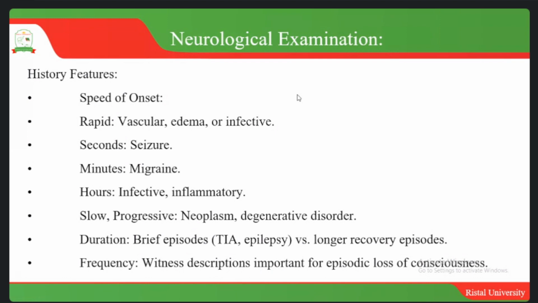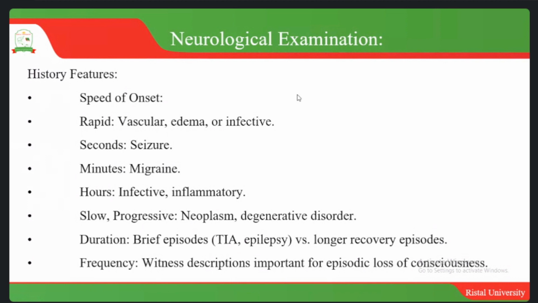You also have to find out the duration, brief episodes, because some of them can start slowly, like epilepsy, and also some can start very fast, and when it starts it's so rapid. So you have to find out the duration of this onset. How did it start? How long has it taken?